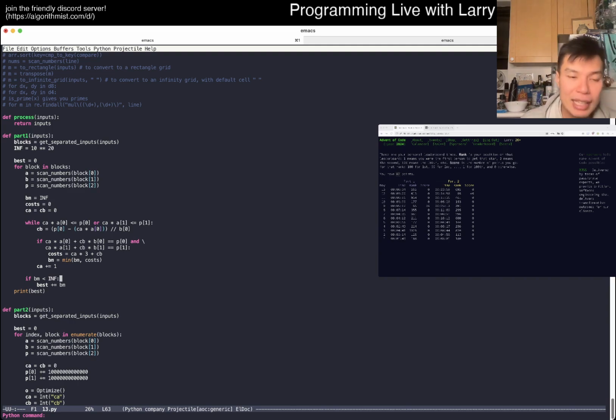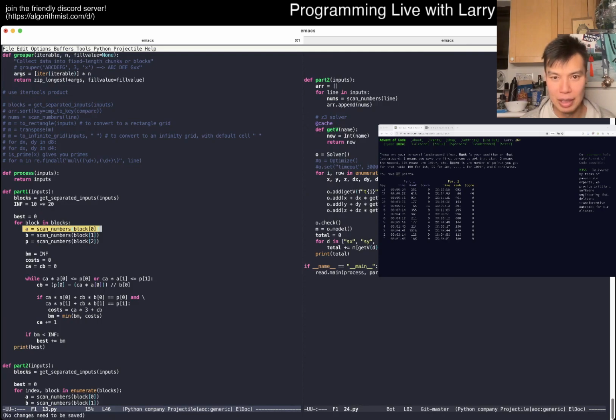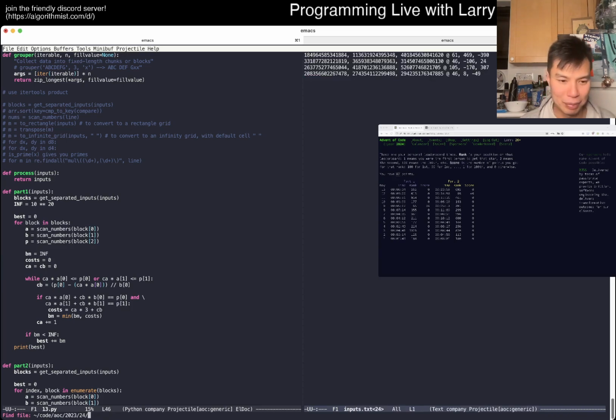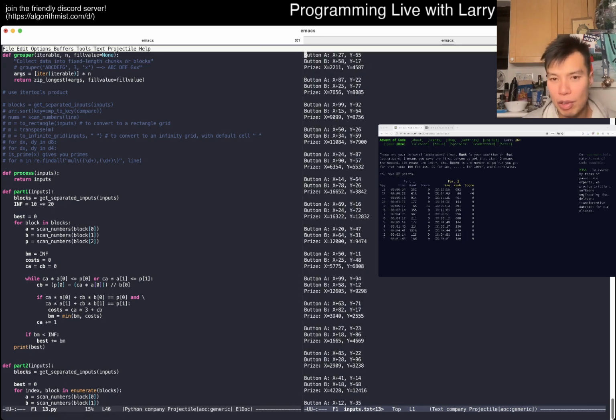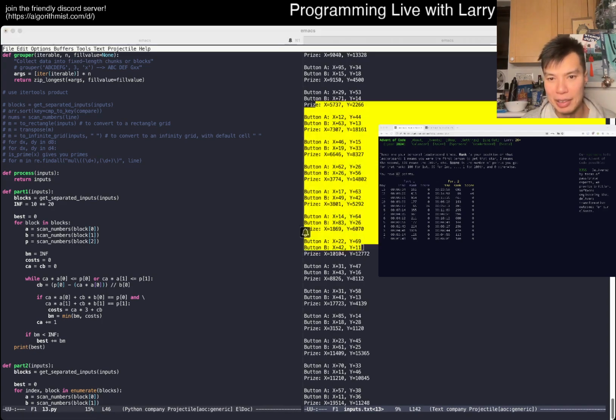We brute force on CA, or when I say CA, I mean cost of A, which you can think of as just the number of times you press A, right? So everything else, maybe I skipped a little bit too much, but I do have input help, so I read the input, and for this one I took a look at the input.